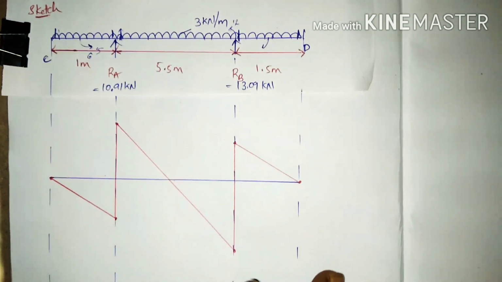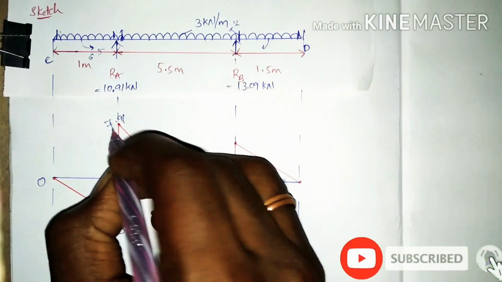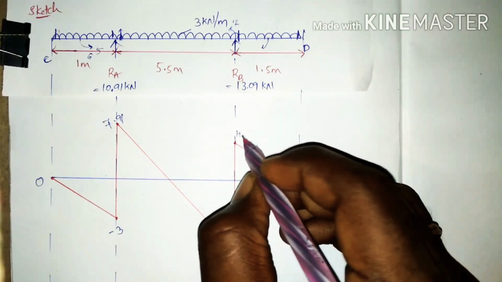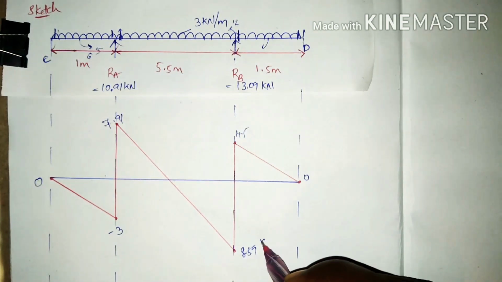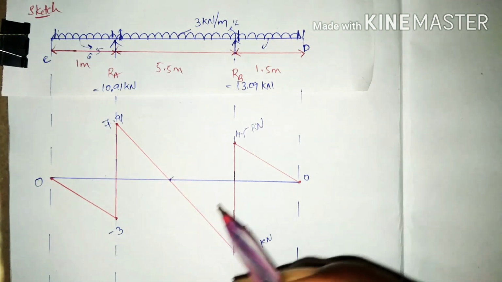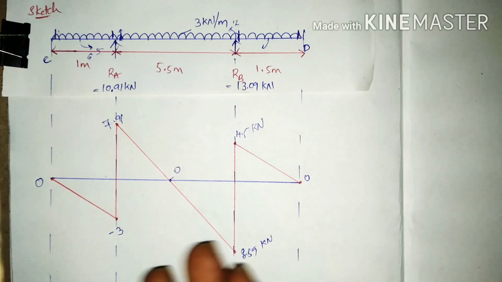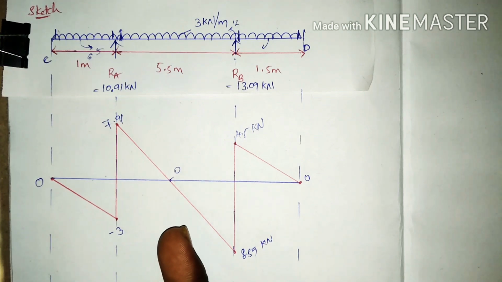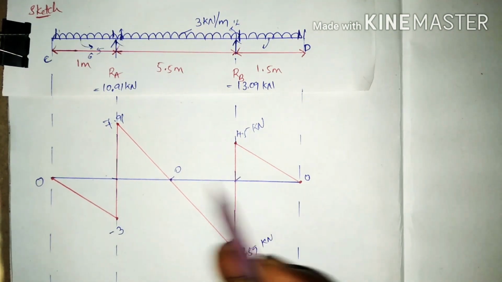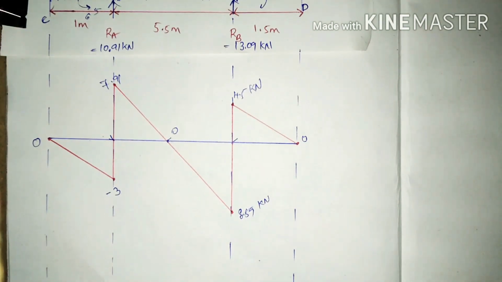Here we are having the values 0, -3, and 7.91, and moving to the negative value of 8.59, and moving to the positive 4.5, and it is 0. These are all in kilonewtons. Here we are getting the value 0 within the span of 5.5 meters, so we don't know the exact distance of this zero, and we know the values of moment about A and moment about B. Let's draw the bending moment diagram for this.